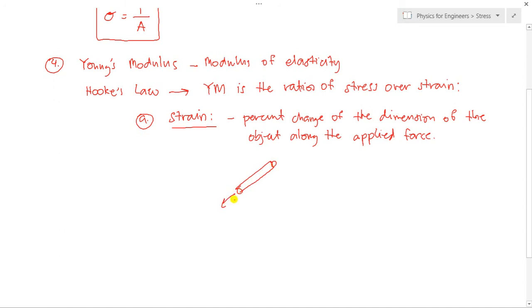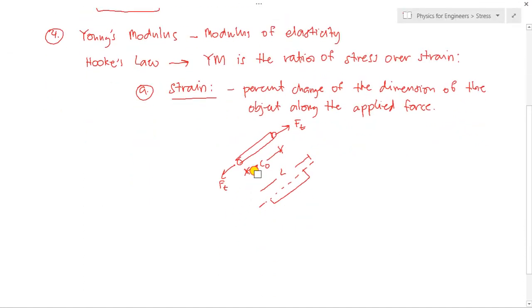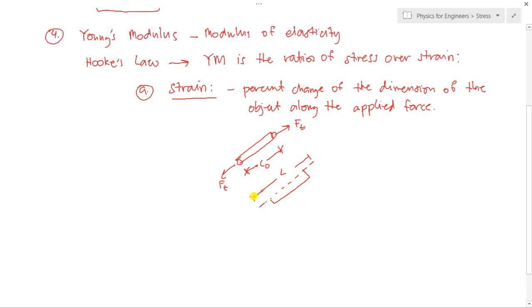If we pull it, we have an initial length, let's say that is L0. Since we pulled it with a tensile force, the result is that it increases to a second length, let's say that is L. It became longer because we pulled it.